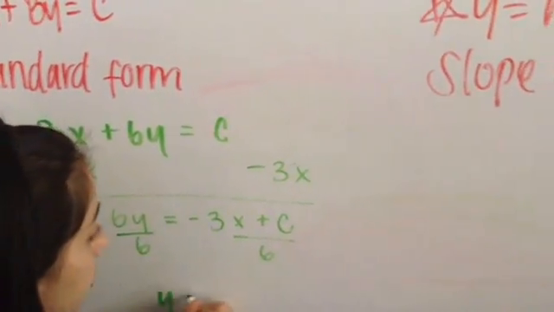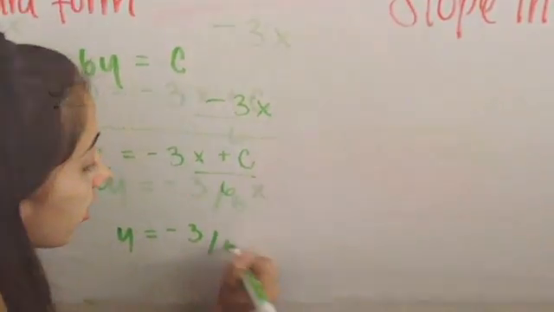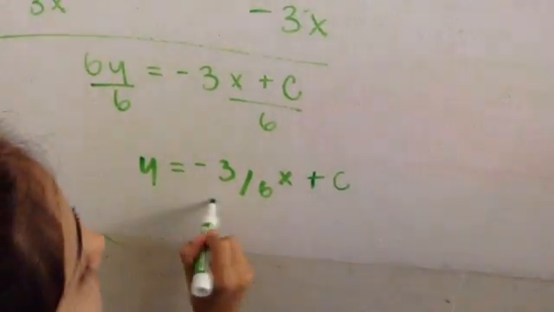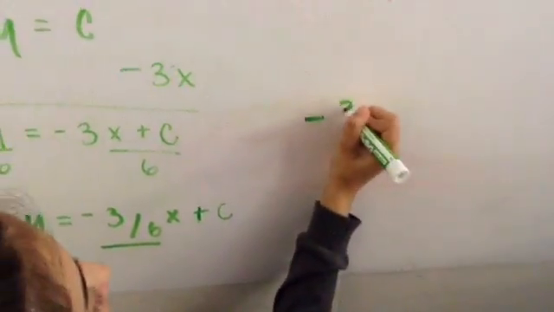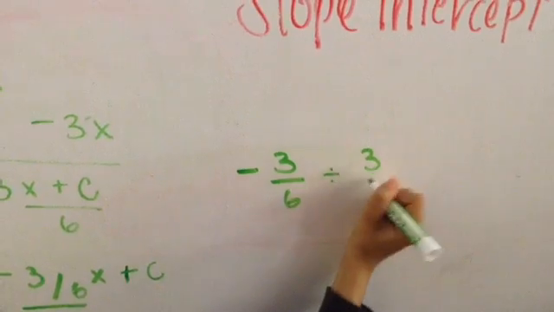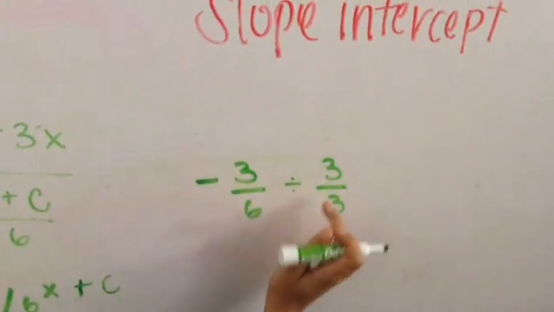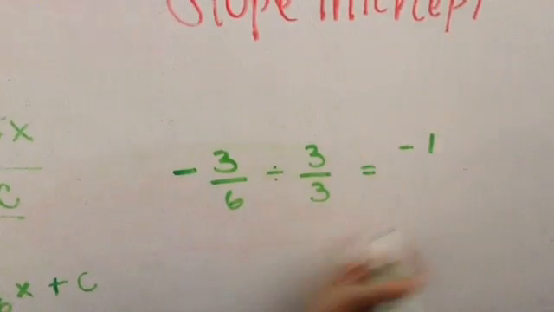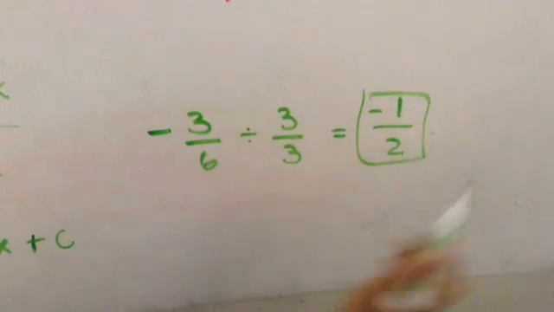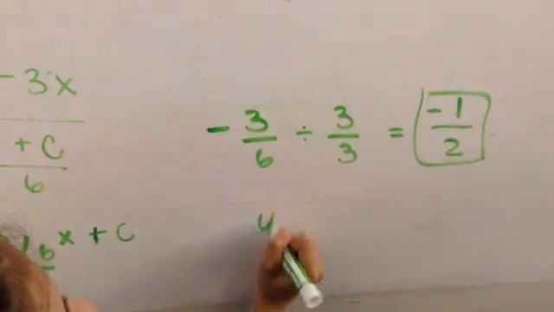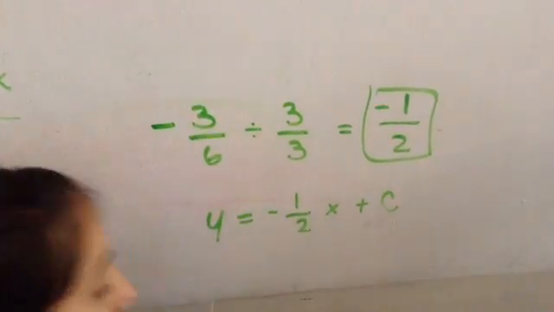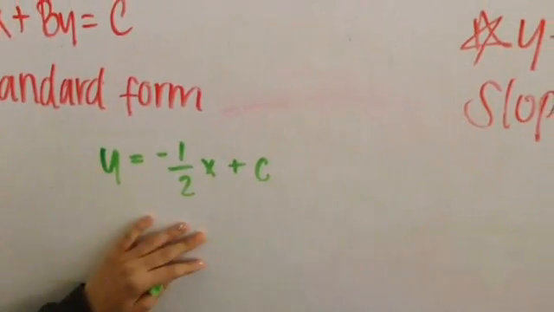So we get y equals negative 3 over 6 x plus c. And since we have a fraction right here, negative 3 over 6, we can simplify this even further by dividing by 3. So negative 3 divided by 3 is equal to negative 1, and then 6 divided by 3 is 2. So this is what you can simplify it to, and your final equation would be y equals negative 1 over 2x plus c.